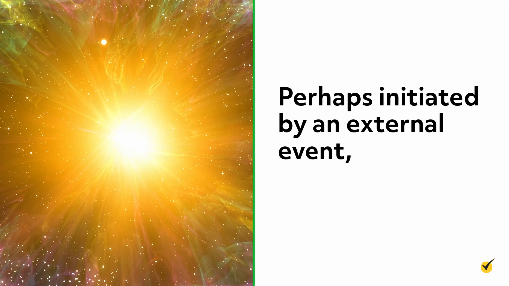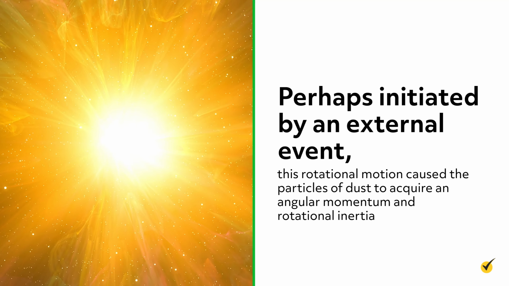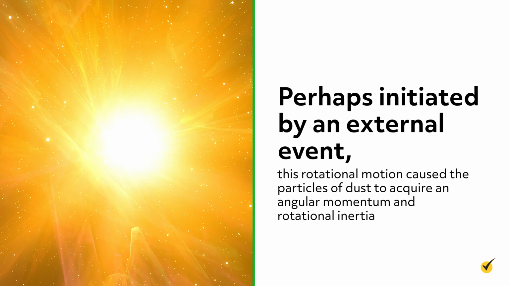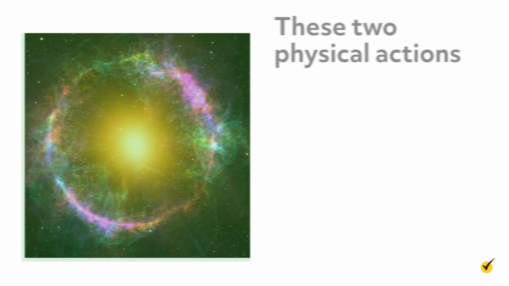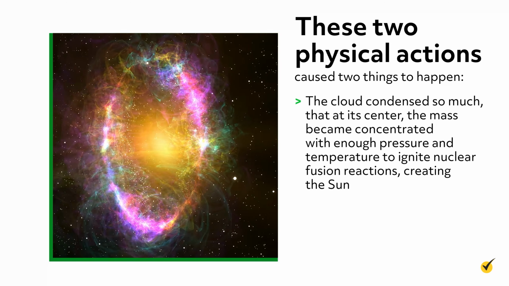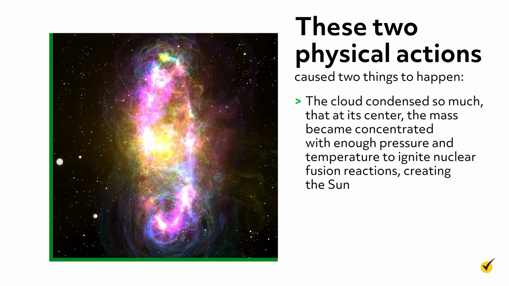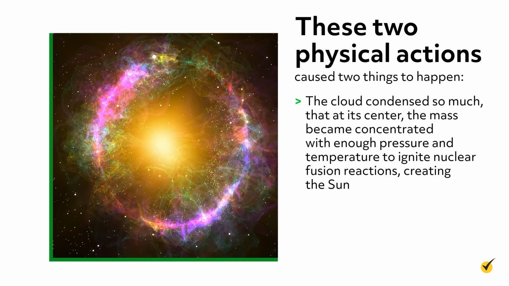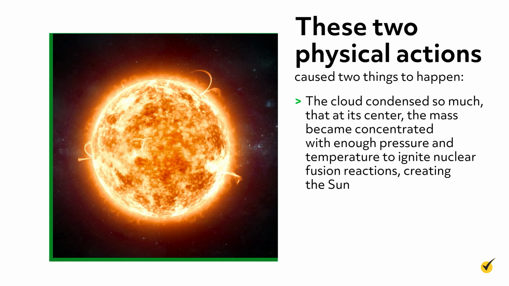Perhaps initiated by an external event, this rotational motion caused the particles of dust to acquire an angular momentum and rotational inertia. These two physical actions caused two things to happen. First, the cloud condensed so much that at its center, the mass became concentrated with enough pressure and temperature to ignite nuclear fusion reactions, creating the Sun.